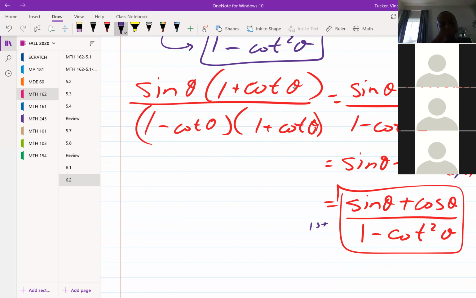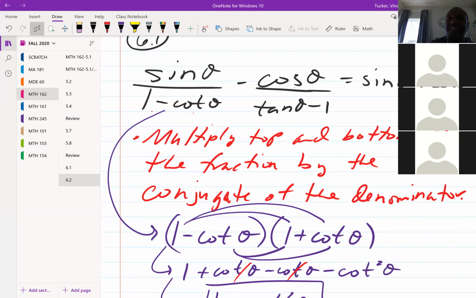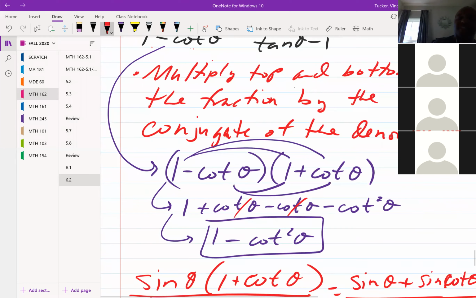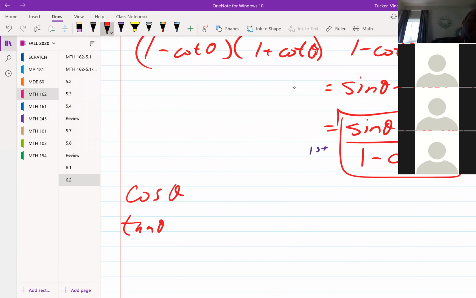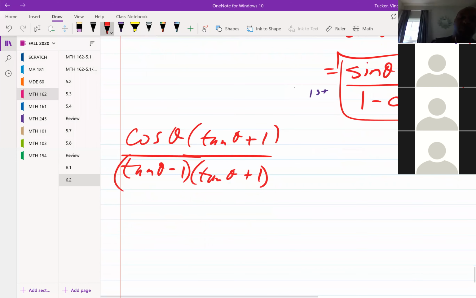So this is that first fraction that we're looking at. And so let's look at the second fraction. We got cosine of theta over tan theta minus 1. I'm going to try multiplying this top and bottom by the conjugate. And so that's tan squared theta, doing your distribution, and then that'll be plus tan.